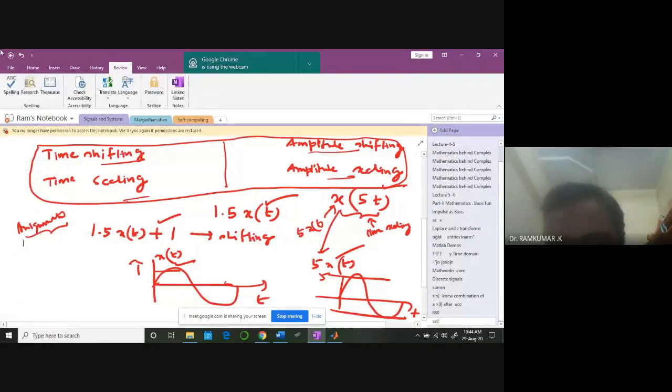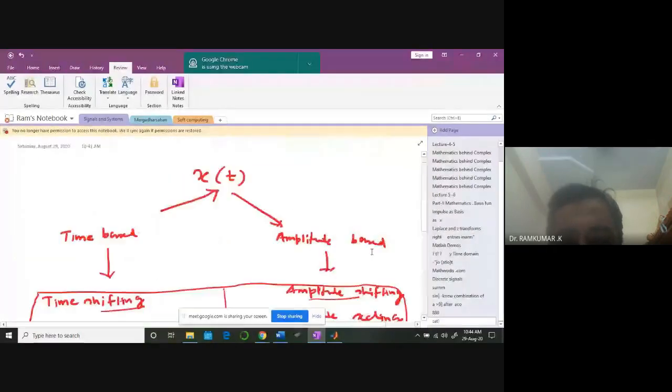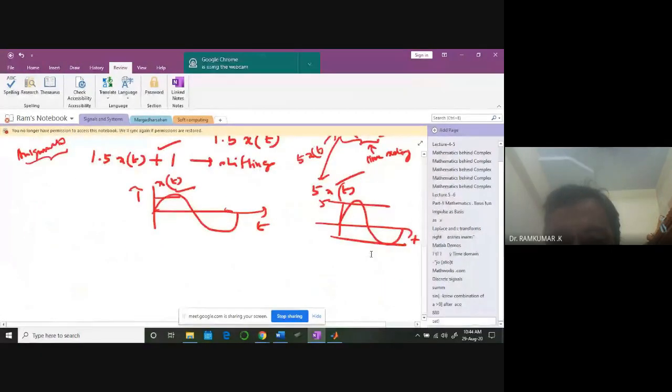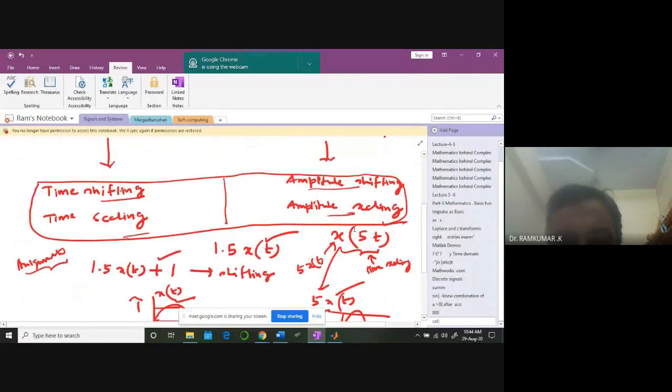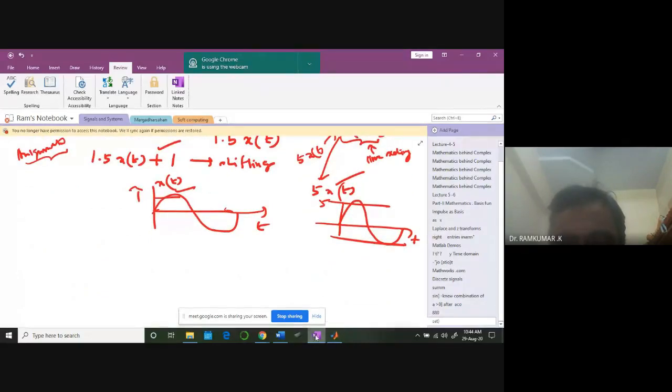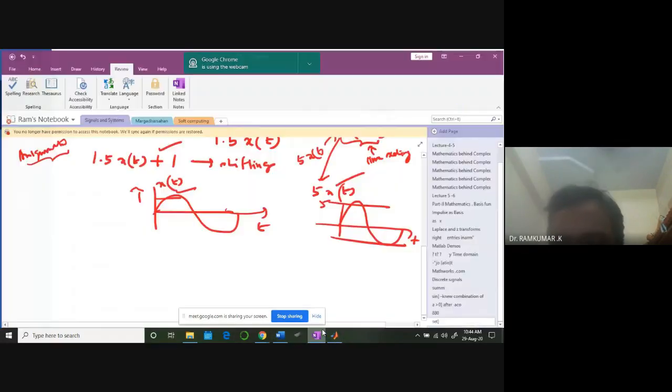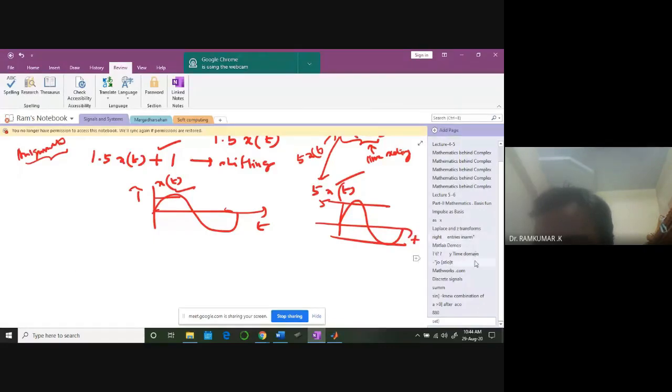But before that, I need to introduce you. Maybe I'll take another 5 minutes to complete what is exactly meant by time shifting and time scaling operation. In fact, I told you now about amplitude shifting and amplitude scaling. I'll tell you what is time shifting, time scaling. Okay, then we will wind up today's class. I'll take 5 more minutes. I hope you don't mind.